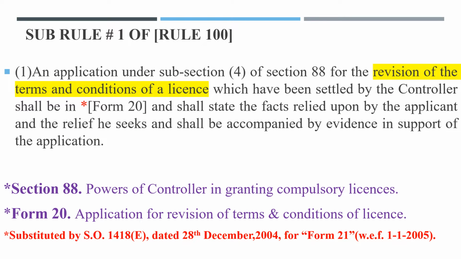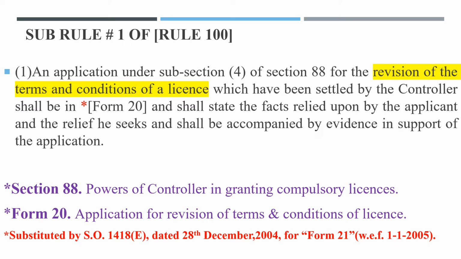Subrule 1 of rule number 100. Okay, so what does it say? This says an application under subsection 4 of section 88 for the revision of the terms and conditions of a license which have been settled by the controller shall be in Form 20 and shall state the facts relied upon by the applicant and the relief he seeks, and shall be accompanied by evidence in support of the application.